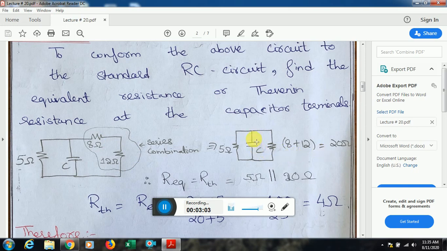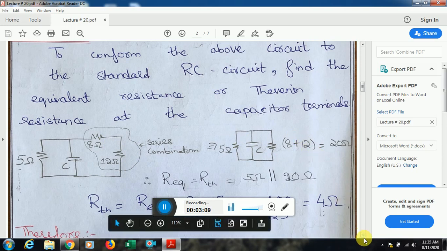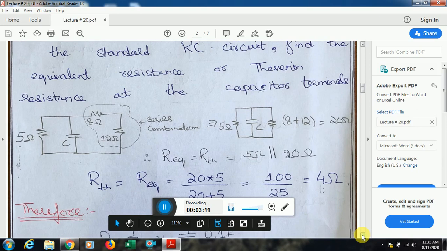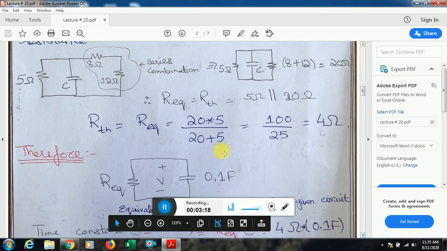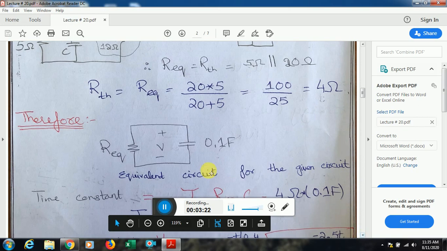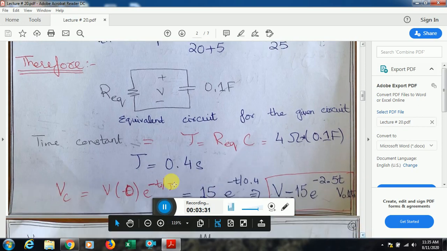Now you can see that this 5 ohm and this 20 ohm are in parallel with each other with respect to the terminals of the capacitor. We take the parallel equivalent: both multiply in the numerator and divide in the denominator, 100 by 25, which comes to 4 ohm. So now the standard RC circuit is R equivalent in parallel with the capacitor, and the R equivalent value is 4 ohm. Now we have to find the time constant, which is R equivalent times C.